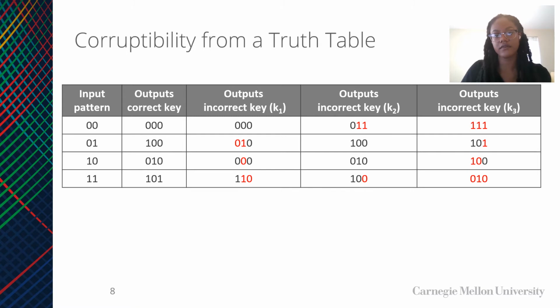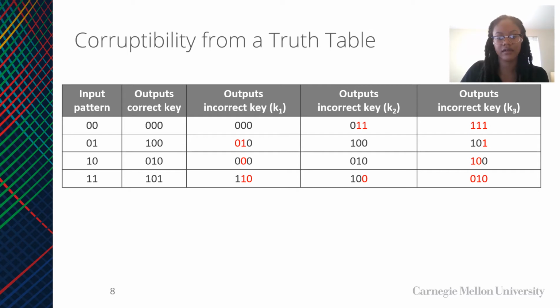So here's an example of measuring corruptibility on a circuit with 2 inputs, 3 outputs, and a total of 4 possible key values. And so this first column shows the input pattern, while the second column shows the correct outputs when the correct key is applied. And then the last three columns show what the outputs are when an incorrect key is applied.